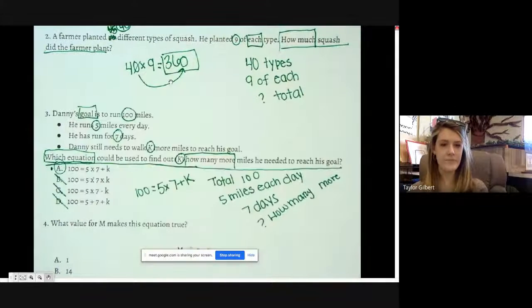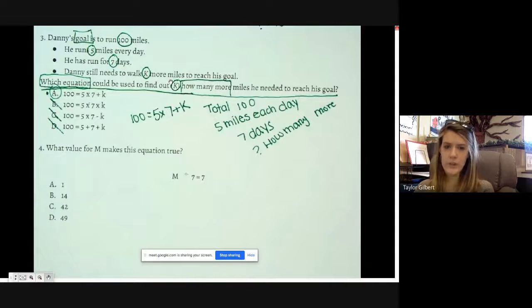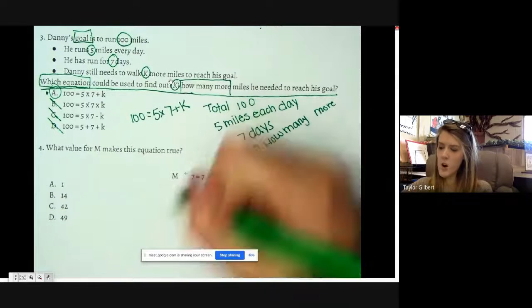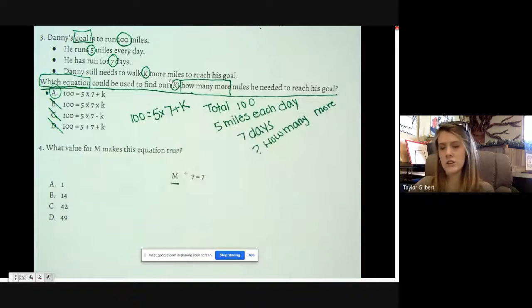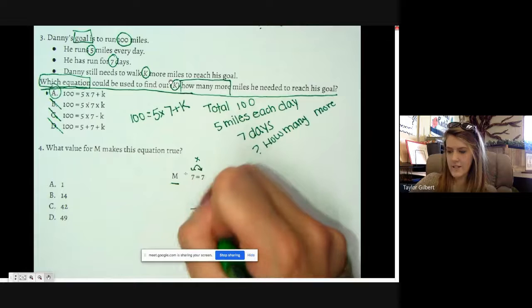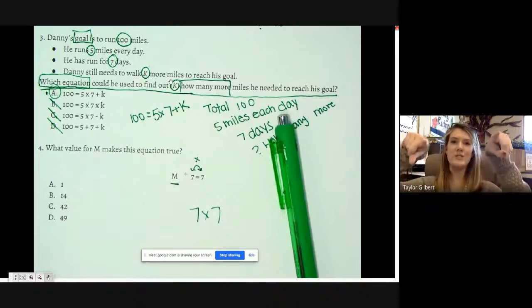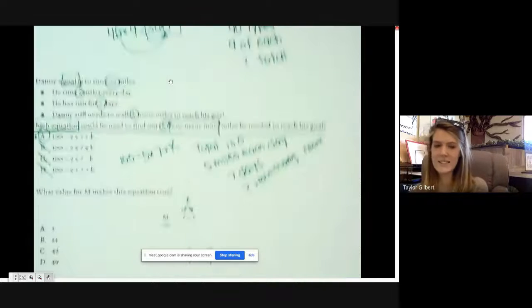Number 4. Which value for m makes this equation true? m divided by 7 equals 7. Remember, this number in a division equation is always going to be the biggest. We have to multiply these numbers together. 7 times 7, 7 groups of 7. You solve on your own. Okay, 7 times 7.